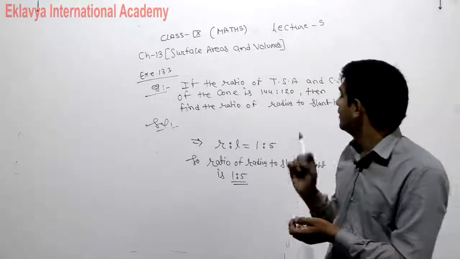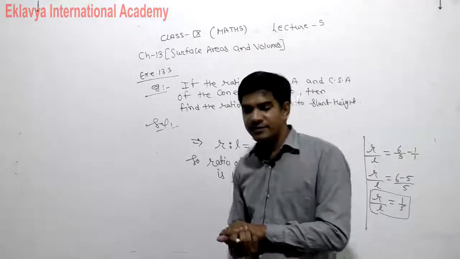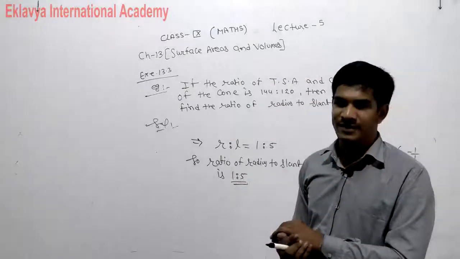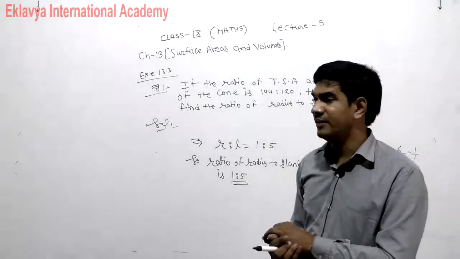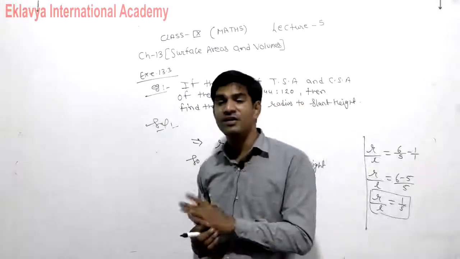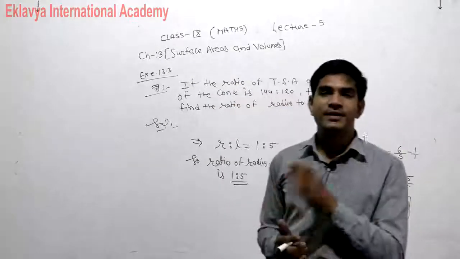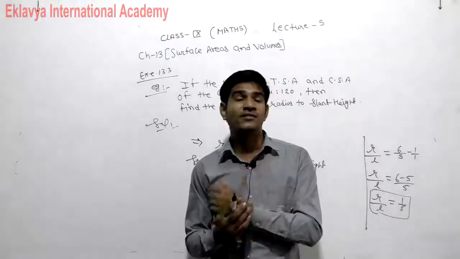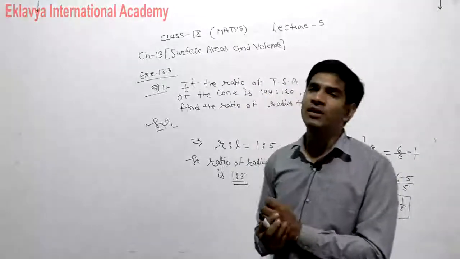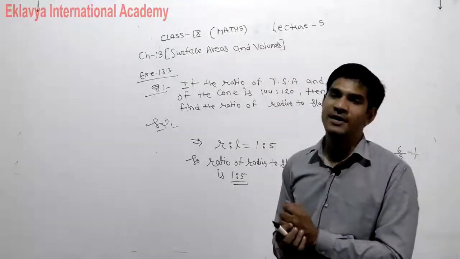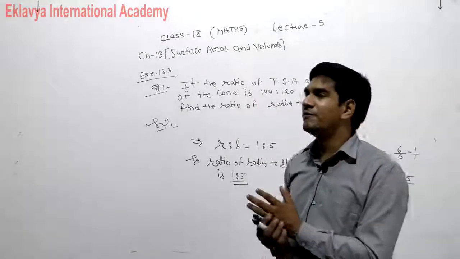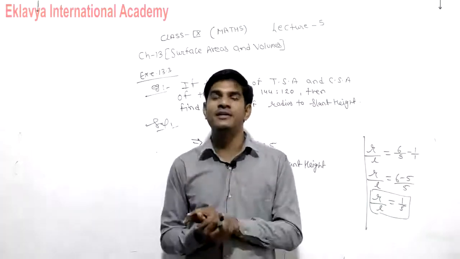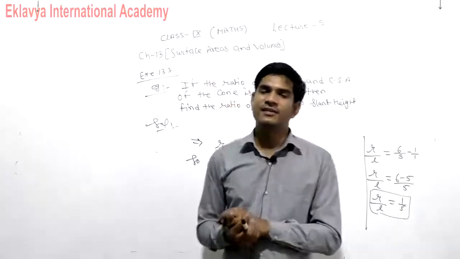In the next lecture 6, we will discuss a different topic, that is sphere and hemisphere. Very important topic: how we will find the total surface area and the curved surface area of the sphere and hemisphere, and how we will find the surface areas of a spherical or hemispherical shell. That we will discuss in the next lecture.